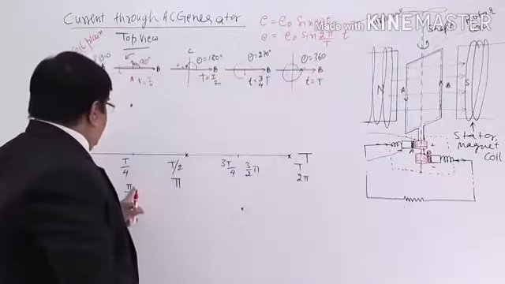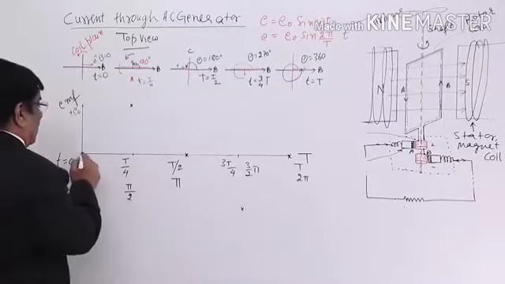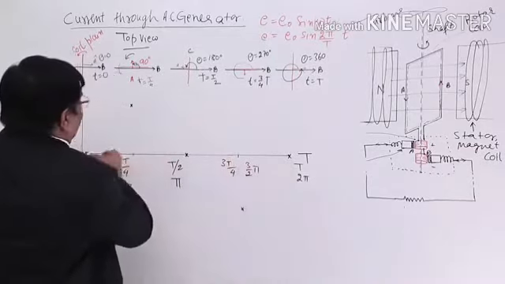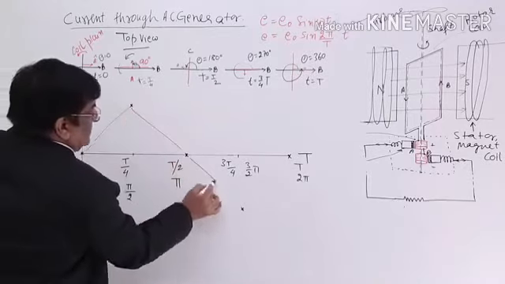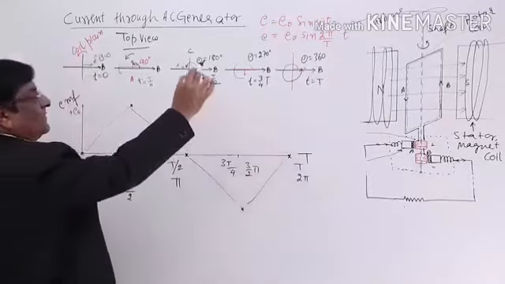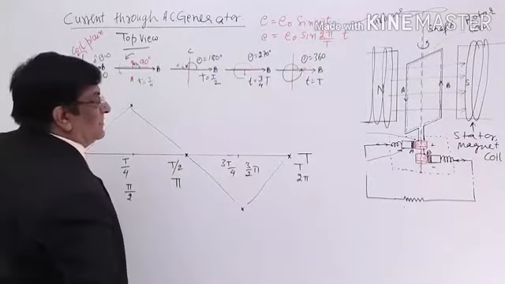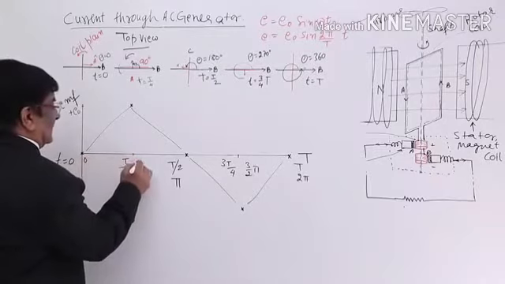In terms of pi, this is 1. So, now we got this point, this point, this point, this point, this point. So, this should be our graph. But we find this is not correct. We would like to make a bit more correction. This is 0 degree and this is 90 degree.